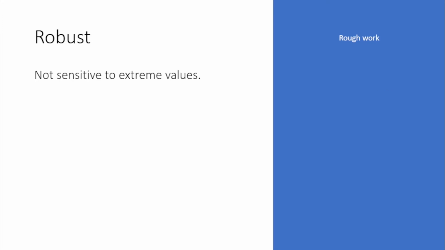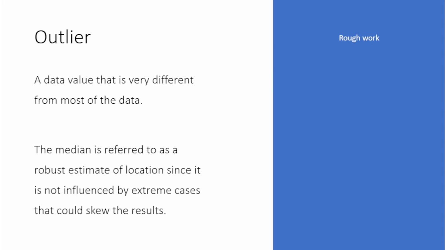Next is robust. This is a term which means that a parameter is robust if it is not sensitive to extreme values. For example, as we have seen, the median and the trimmed mean are robust in nature. And finally we have outlier. A data value that is very different from most of the data is called an outlier. The median is referred to as a robust estimate of location, since it is not influenced by extreme cases that could skew the results. We have already discussed this. Outliers are basically extreme values.